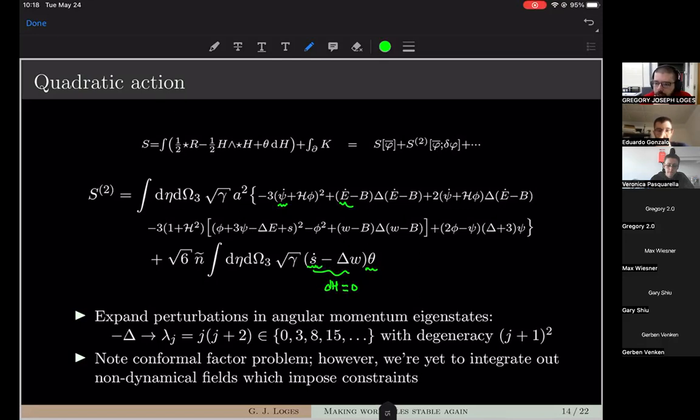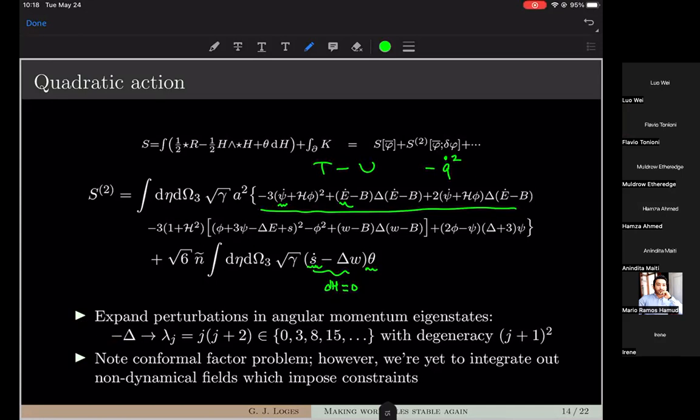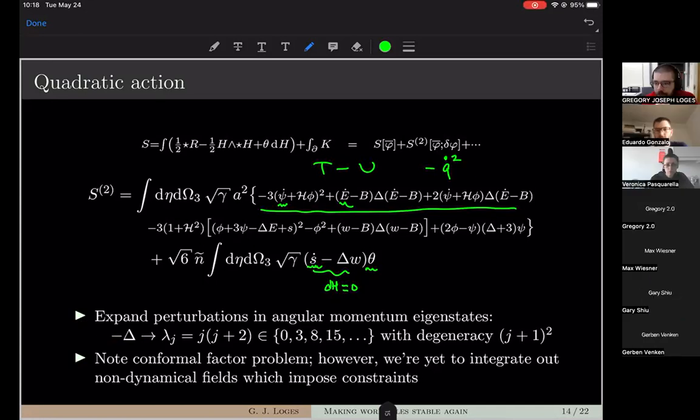And the other thing is that this conformal factor problem that I mentioned is alive and well. The kinetic terms on this first line are all negative definite. So if you think of this as T minus U, this first line is something like minus Q dot squared. So seemingly problematic. But as I'll show, these are not physical degrees of freedom. And by imposing the constraints, these seemingly problematic terms will get either thrown away or get reabsorbed into some physical degrees of freedom where the kinetic term is positive definite.